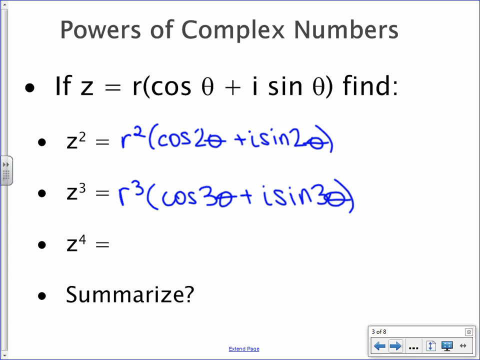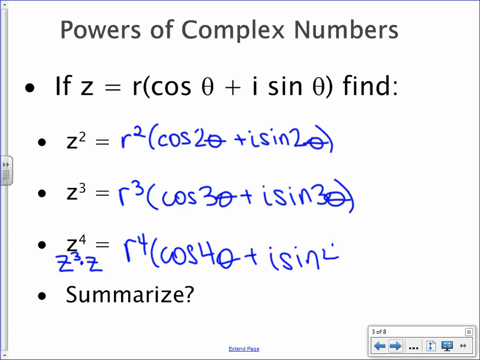Okay. z to the fourth is the same thing as z times z times z times z. Could we say that it's z cubed times z? Right, because that will give us 4 z's. So let's take z cubed times z. When we multiply our r's, what do we get? r to the fourth. When we add our angles, we get 4 theta.